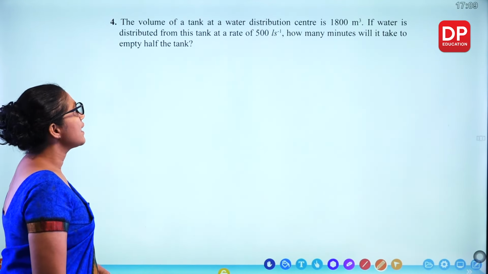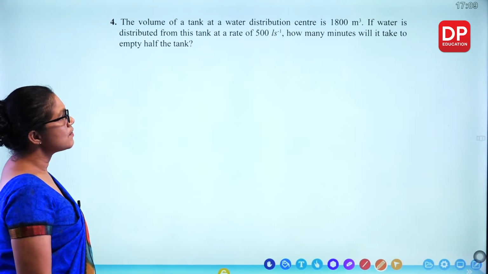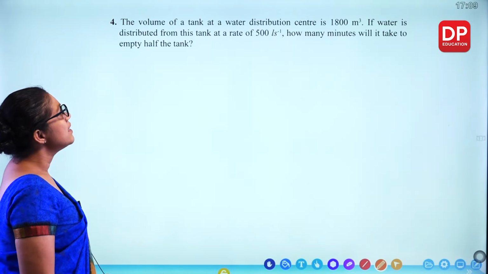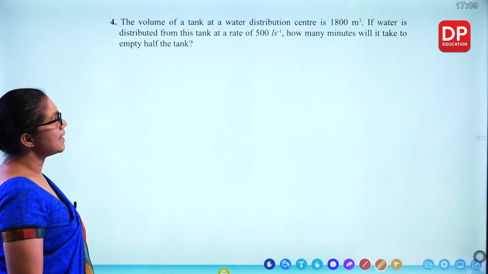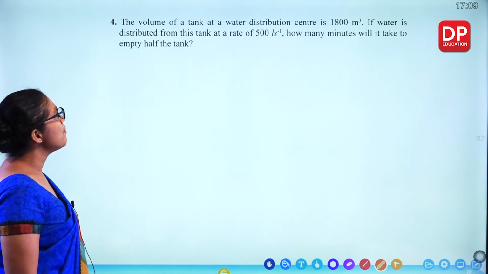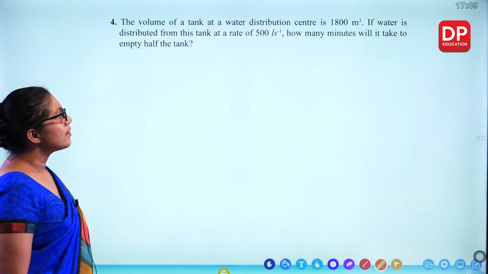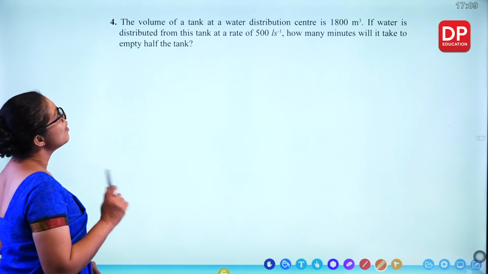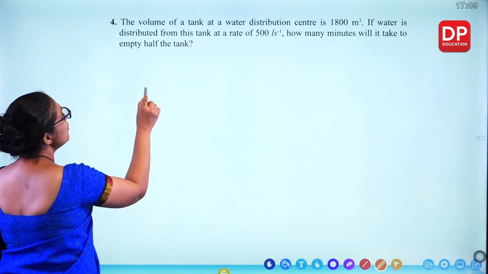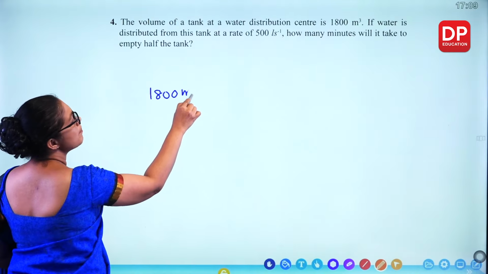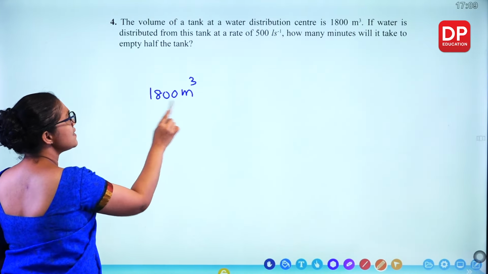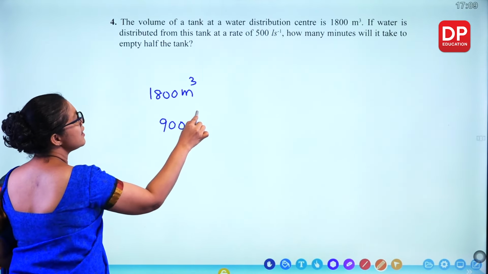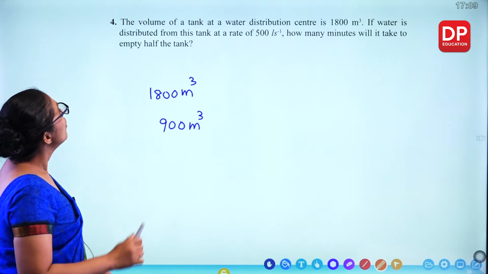Question number 4. The volume of a tank at a water distribution center is 1800 cubic meters. If water is distributed from this tank at a rate of 500 liters per second, how many minutes will it take to empty half the tank? No need to empty the full tank. So half the tank means, what's the volume? Volume is 1800 cubic meters. Half of this amount. So we need 900 cubic meters to empty.